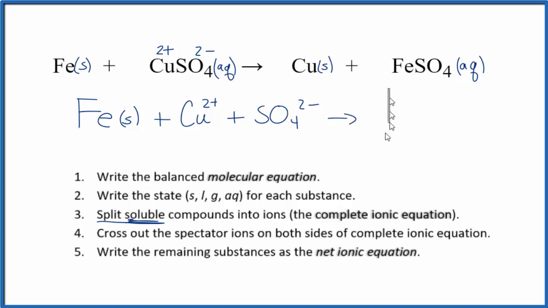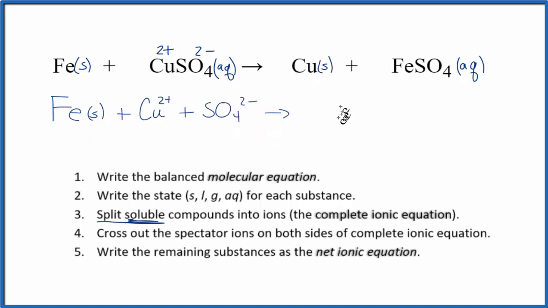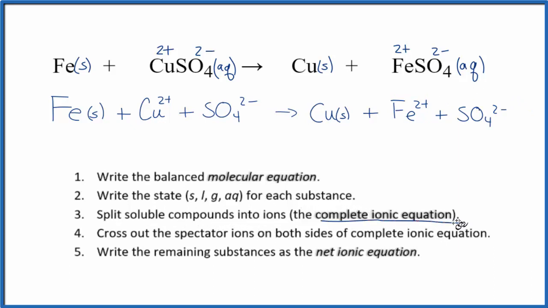Let's shrink this down a little bit. On the product side, we have our copper, which is that solid there. We want to remember that it's a solid. Plus, we have the iron sulfate. And we said that was aqueous, so this will split apart. This is 2-. The iron, that has to be 2+ for this to work out. So we have our Fe2+ plus the sulfate ion there, SO4 2-. Shrink this down some. So now we split the soluble compounds apart into their ions. We have the complete ionic equation.